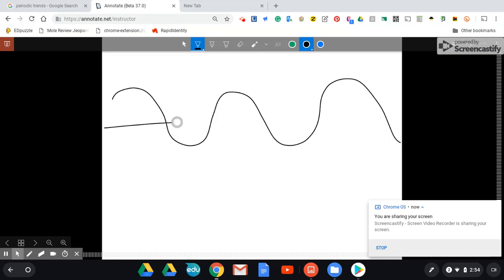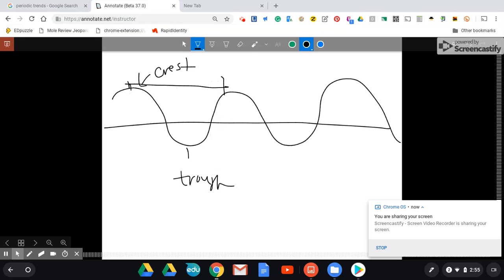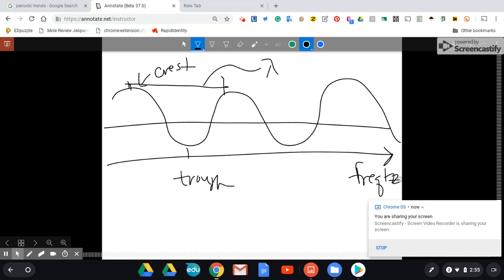But let's look at a wavelength problem. So you remember your wavelength. Let's take and label. So here's my wave. Okay. So this right here is the crest of the wave. This is the trough. Between here and here, that is the wavelength. All right. If this was over time, how many waves would be my frequency in hertz? Okay. This from here to here is my amplitude.